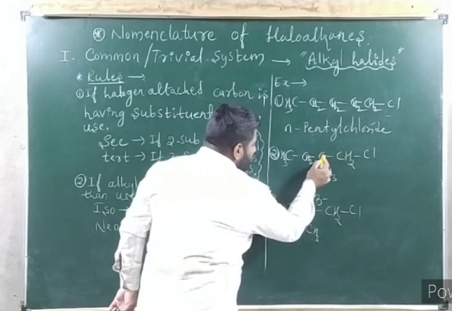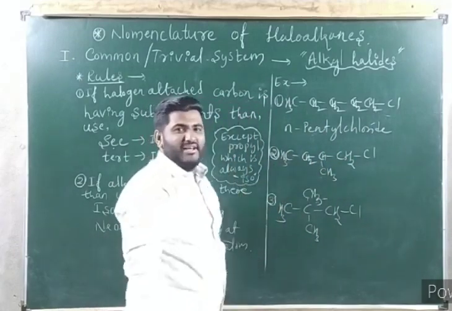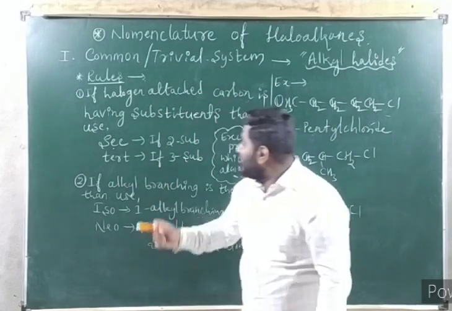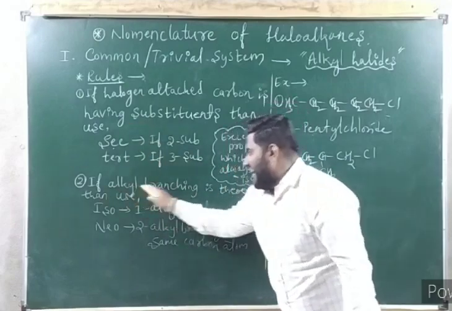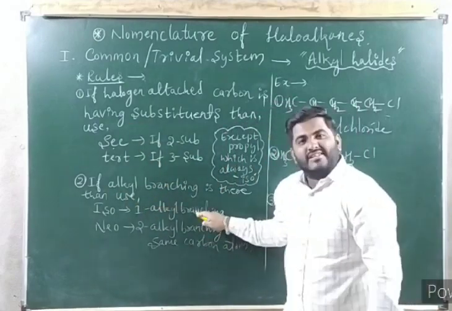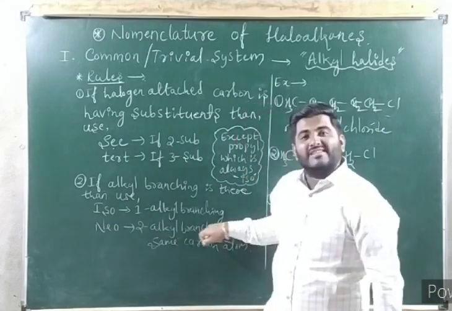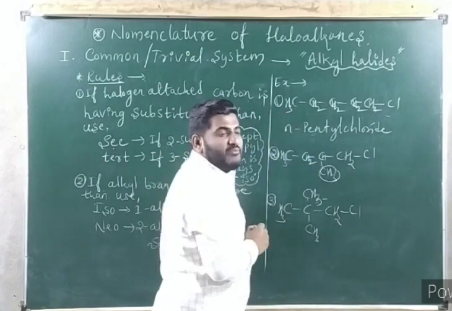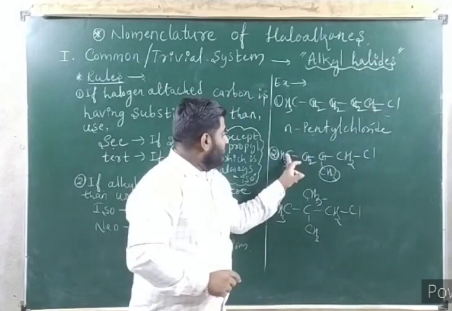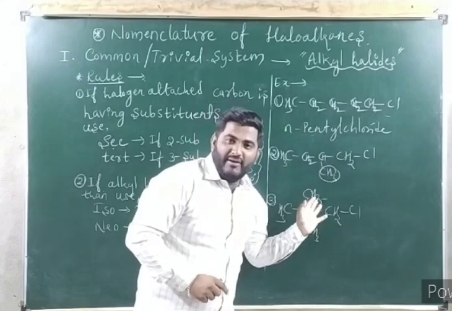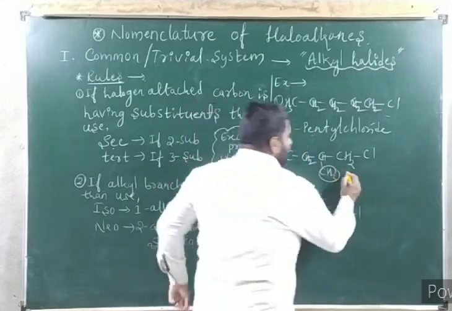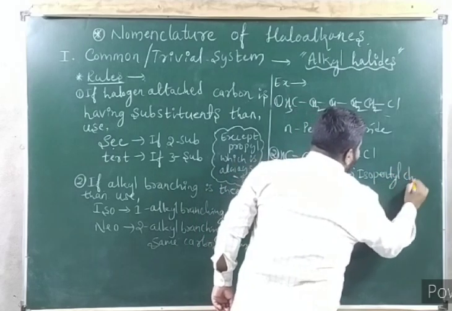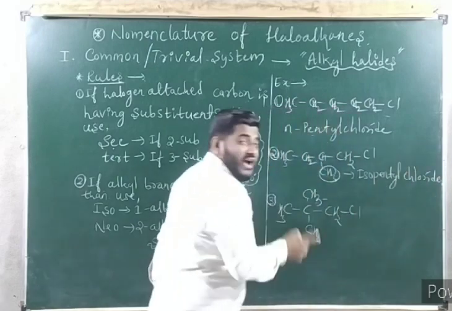Now see, 1, 2, 3, 4, 5. Here also 5 carbon atoms are there. But here which branching is there? Alkyl branching. If one alkyl branching is there, iso. If 2 alkyl branchings are there, neo. Here only one alkyl branching is there, therefore it is called iso. Meth, prop, but, pent: total 5 carbon and one alkyl branching. The name is isopentyl chloride. I hope you are getting it.